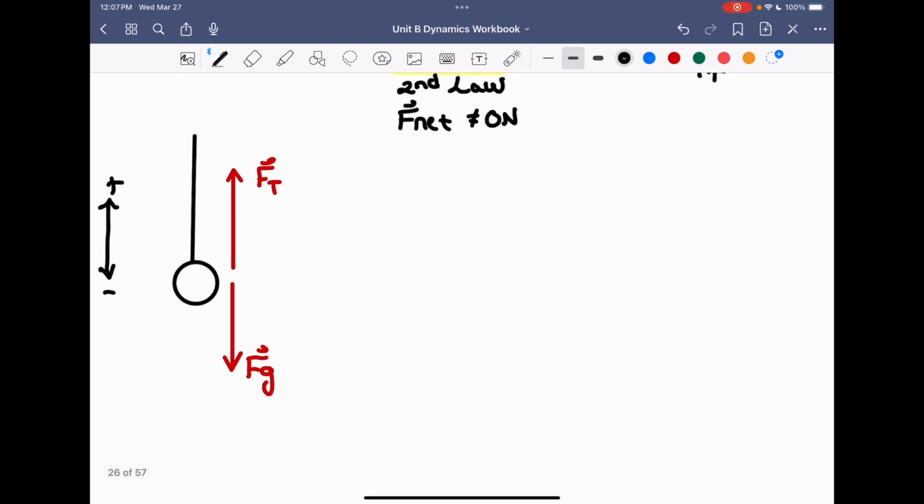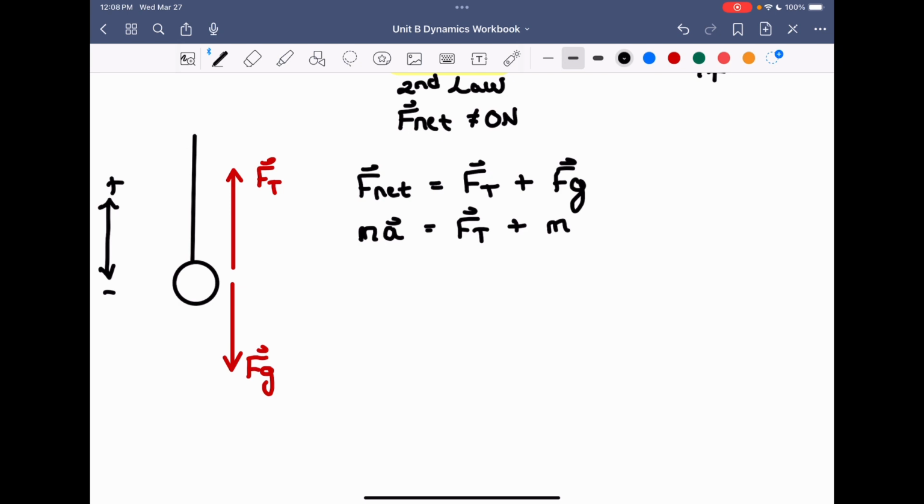So what we're going to do is create our F net statement. F net is equal to the combination of these two forces, so Ft plus Fg. And of course, I'm always going to put my vector tails on these, just like I've said before. I'm going to make that one a little neater. There we go. Now I'm going to expand this out because we're solving for the acceleration of this mass, or which way it accelerates. It's going to be mass times acceleration is equal to Ft plus, and then I'm going to put mg right here.